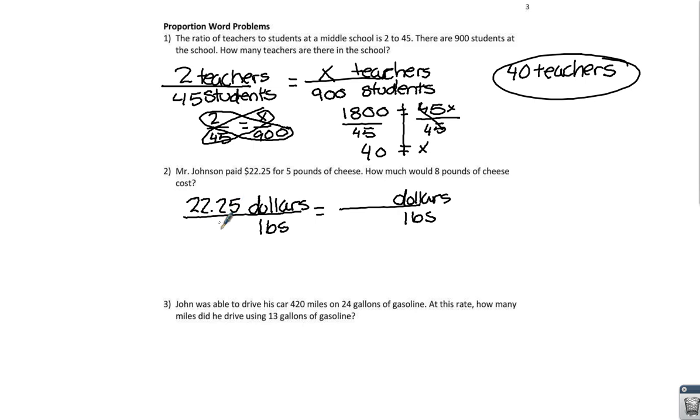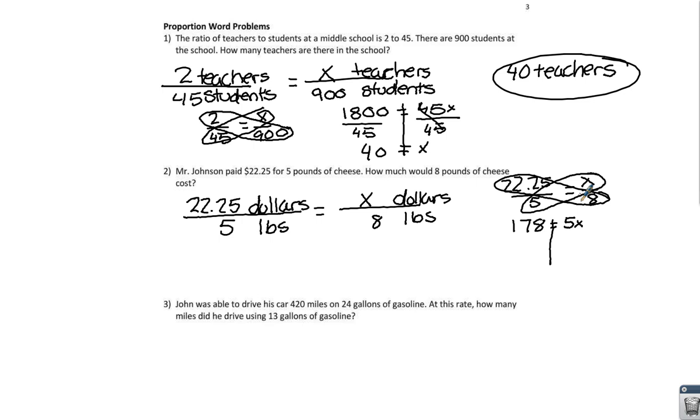22.25 for 5 pounds. And then how much would 8 pounds of cheese cost? Well, our other thing, we know pounds is 8. We don't know dollars. So this is our proportion now. Now all we have to do is solve. And I'm going to rewrite it just so there's no labels in it. So 22.25 over 5 equals x over 8. We're going to cross multiply. So 22.25 times 8 is 178, and 5 times x equals 5x.